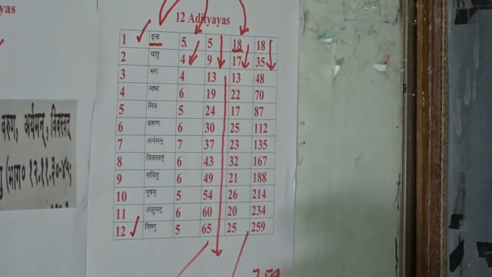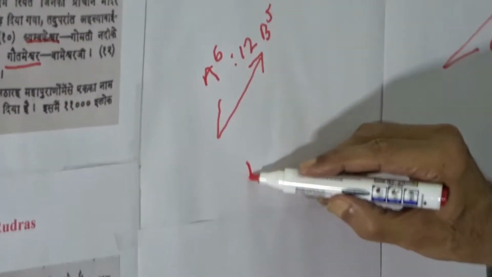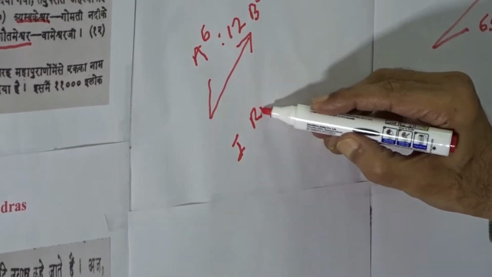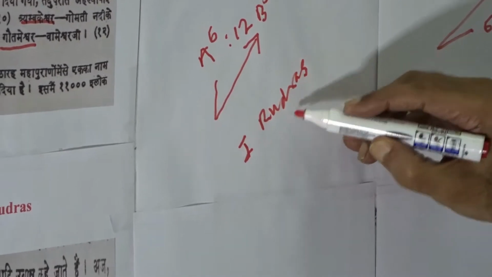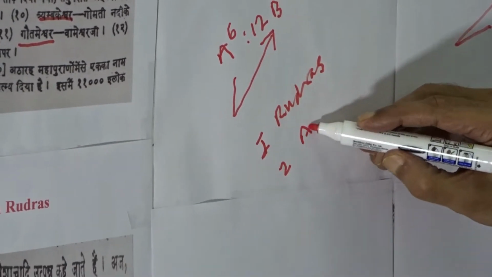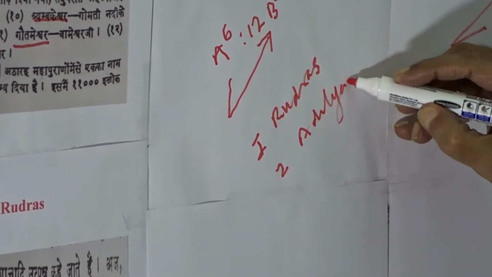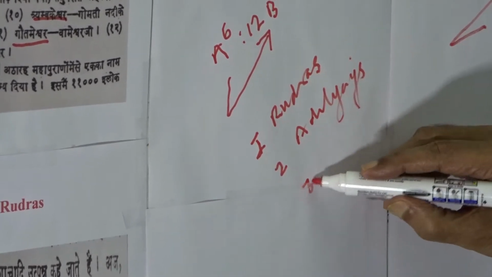We see that we are having 3 reservoirs, firstly as Rudras, secondly as Adityas, and thirdly as Linga.